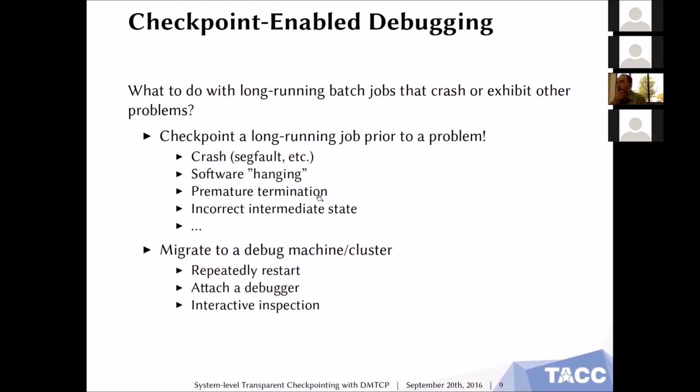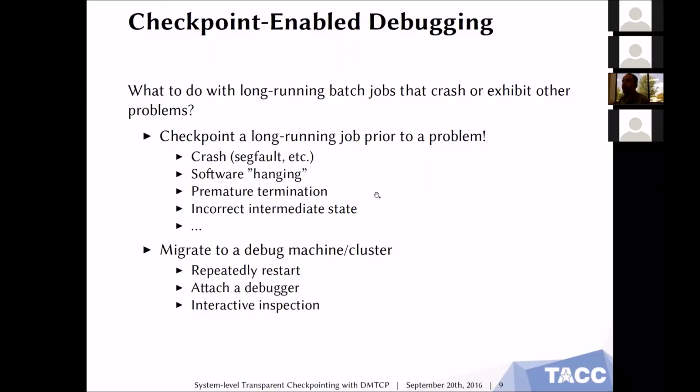The second one is checkpoint-enabled debugging. What to do with a long-running batch job that crashes and exhibits other problems? The idea is to checkpoint a long-running job prior to the problem. It can be a crash, a hang, a premature termination, an incorrect terminate state, etc. And you can also checkpoint to migrate to a debug machine or cluster, to restart, attach a debugger, and do an interactive session.